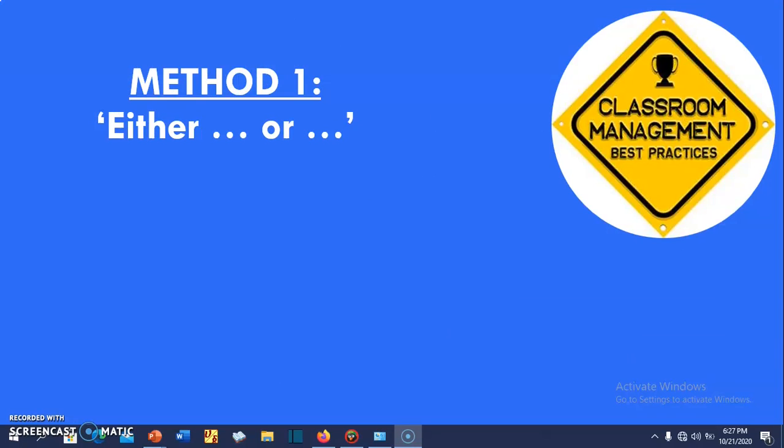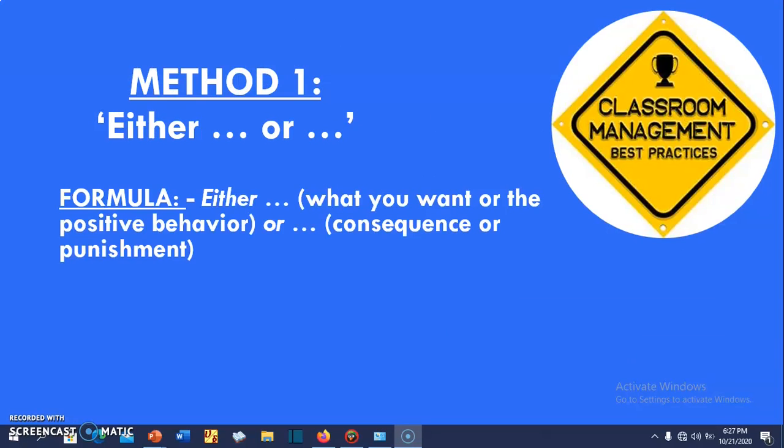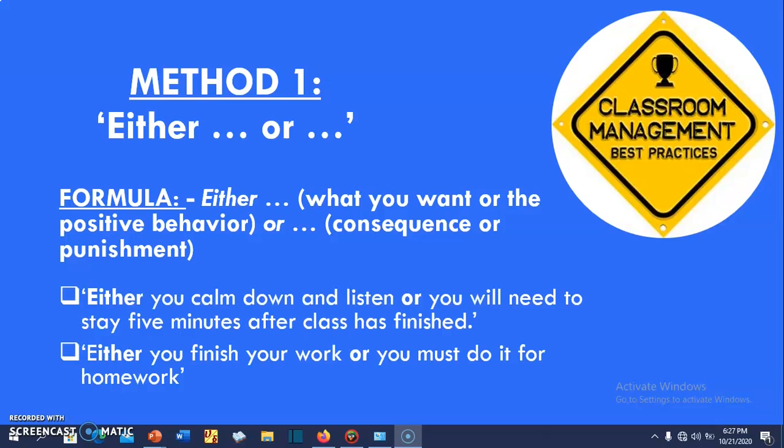The first method, either or. First, let us see the formula. This is the formula. After the expression, you use what you want, the positive behavior, and then the consequence or the punishment. Let me give you an example. Either you calm down and listen, or you'll need to stay 5 minutes after class has finished. Either you finish your work or you must do it for homework. So this is how it can be done.